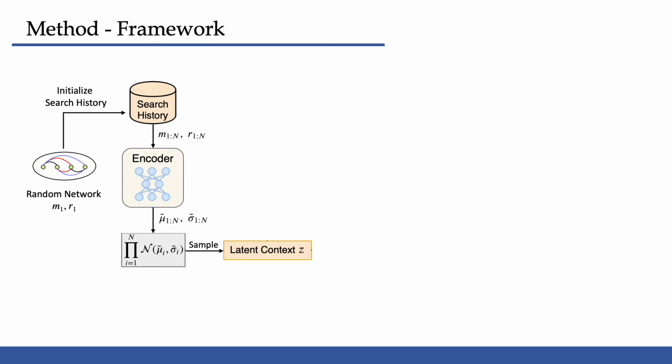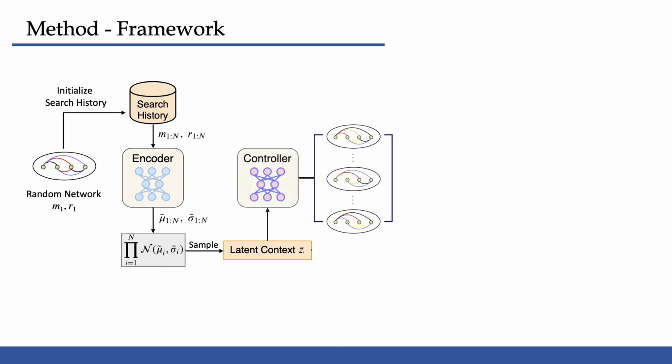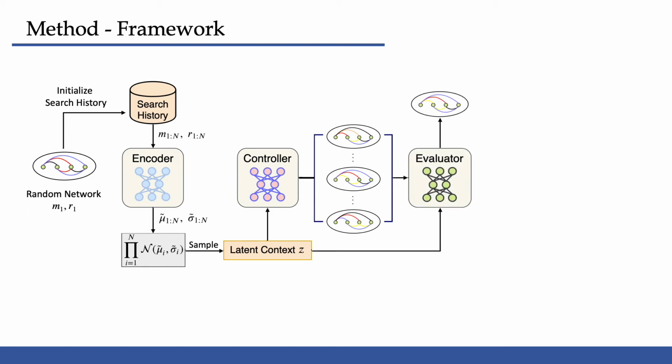After we get the encoded latent context, we pass it to the controller. It's an RL agent using proximal policy optimization for update. We sample candidate networks from the controller, and these networks will be passed down to the evaluator. The evaluator takes in the context Z and encodings of the candidate networks and outputs their predicted performance scores. The network with the highest predicted score will be sent for training.